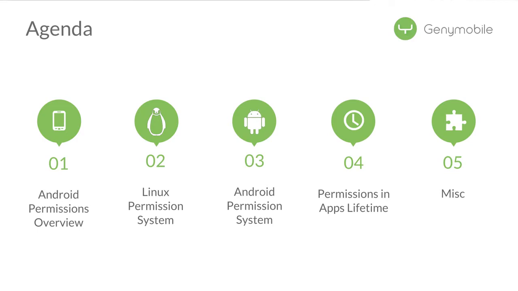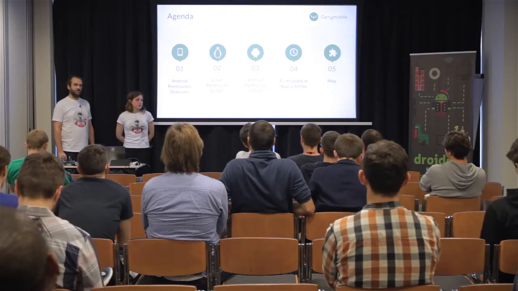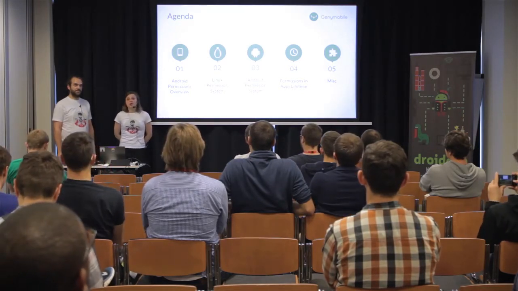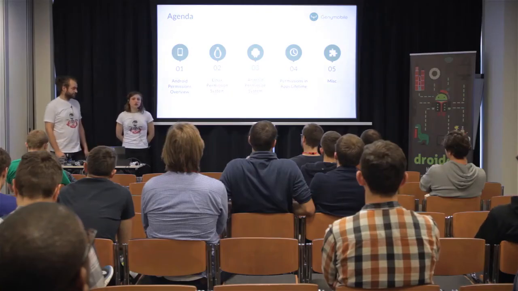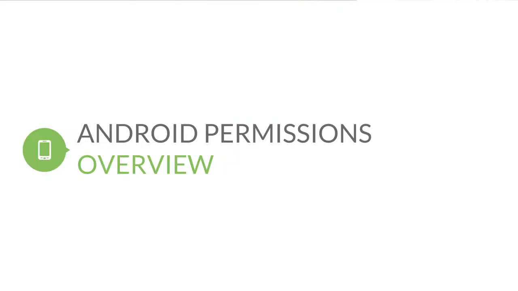So, first of all, we're going to start with an overview of the Android permission from the perspective of users and developers, and then we have to talk about the prerequisites of the Linux permission system. Then we can talk about Android, and we'll show you how it works in the system in order to understand how you can use it in the application lifetime. And by the end, we're going to show you small tips for your application.